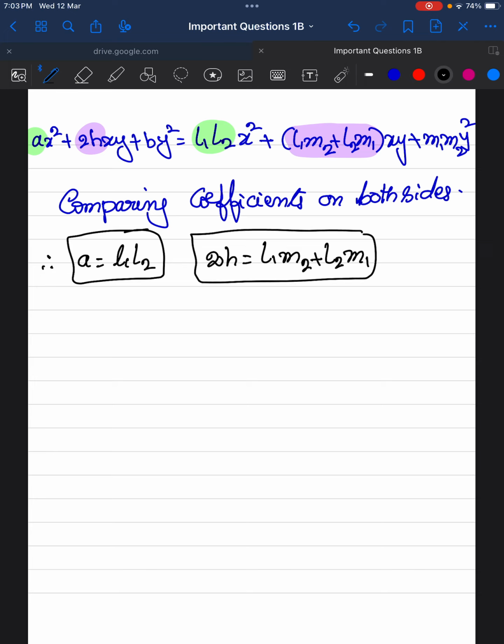Next term M1 M2 Y square. Are you able to see that third one? That is coefficient of Y square, M1 M2. Here the coefficient of Y square is B. So B is equal to M1 M2.